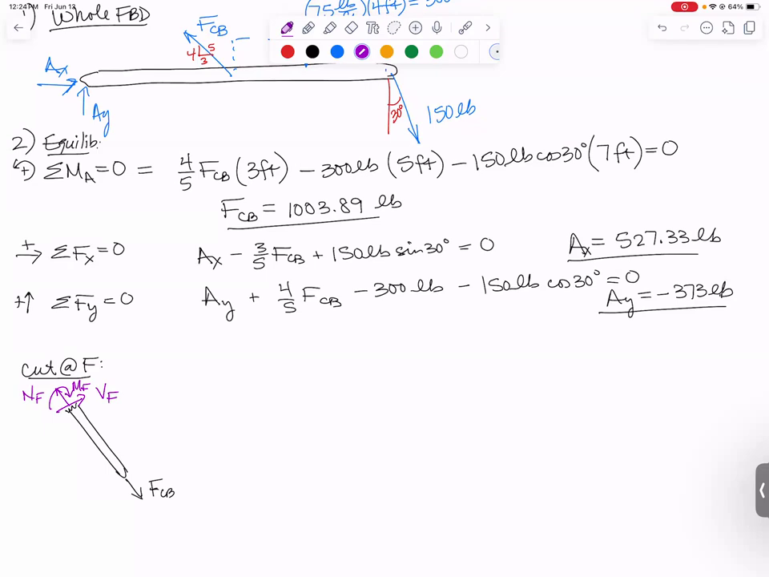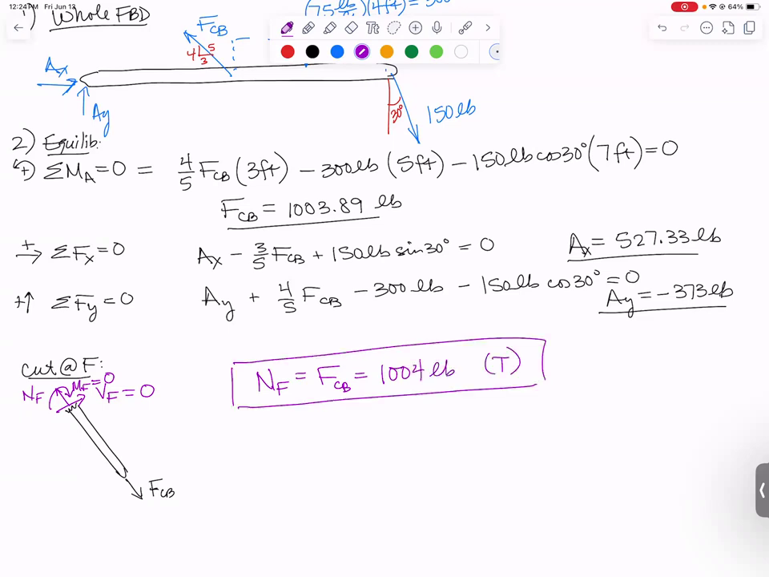If we sum forces perpendicular to the bar direction, we get that VF is just equal to 0. And if we were to sum moments about the cut, can you see that the normal force at F, FCB, and VF, they all go right through that point. So our moment is also going to be 0 for this. This should not be a surprise. It's a two force member. So all we're going to get is that NF is equal to FCB, which is that 1,004 pounds. And it's in tension because it was positive. You don't really need the free body diagram to figure that out if it's a two force member.